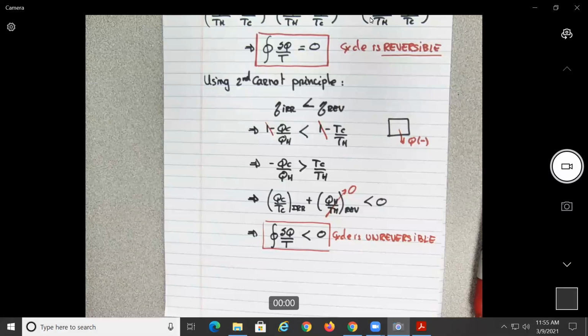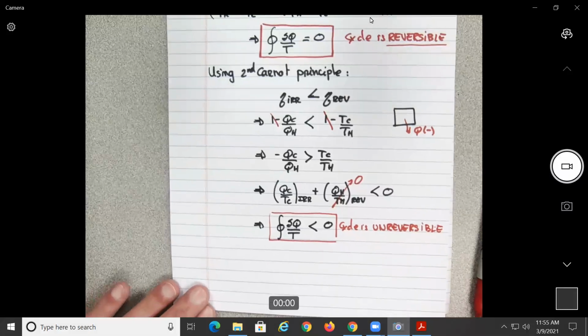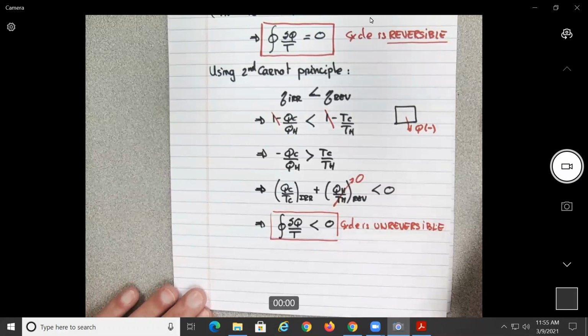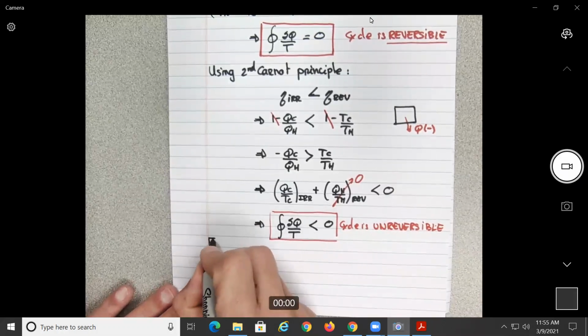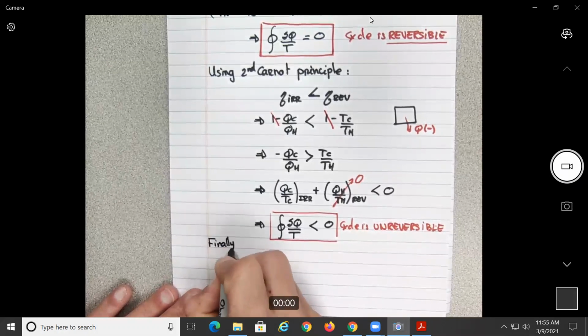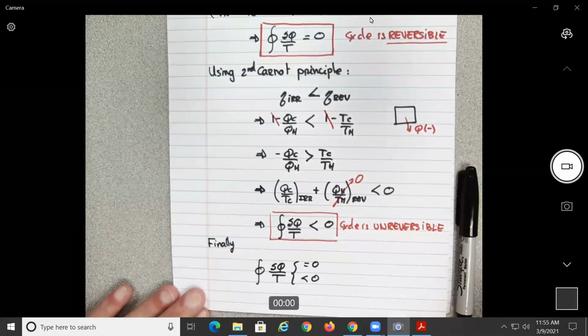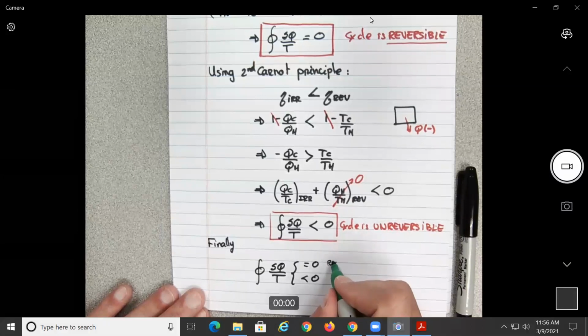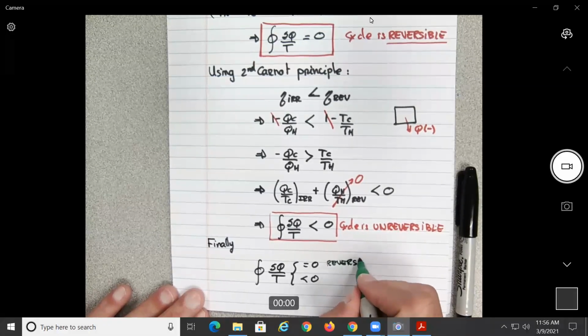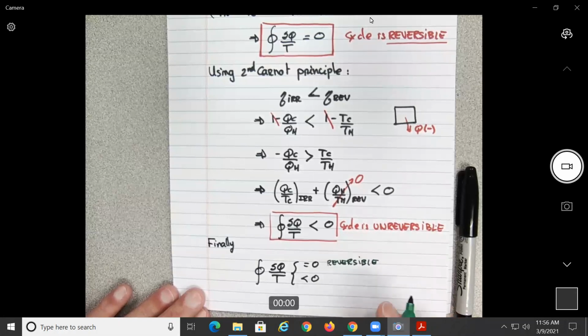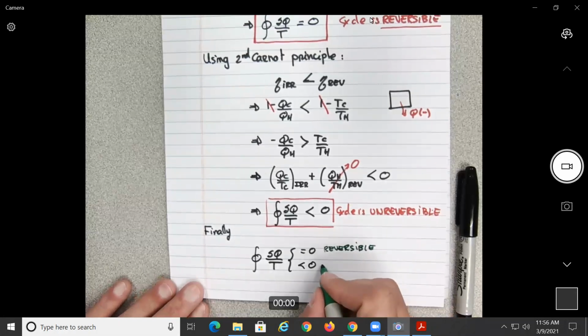Okay, so what is Clausius inequality? Clausius inequality, the guy was extremely smart. So finally, what he says is that, okay, if the ratio delta Q over T is equal to 0, we can say that our cycle is reversible. And if it is lower than 0, it's irreversible, but I think I started using unreversible, so let's stay with unreversible.